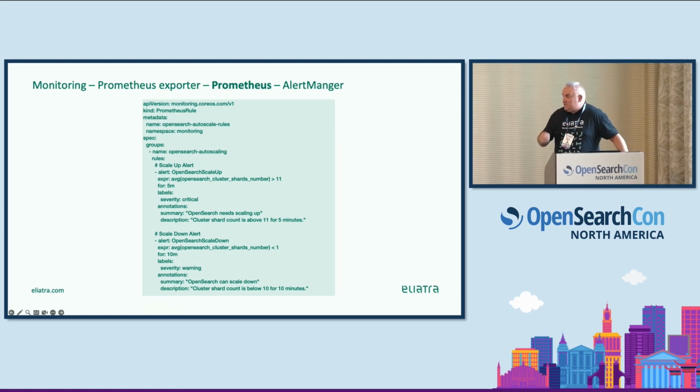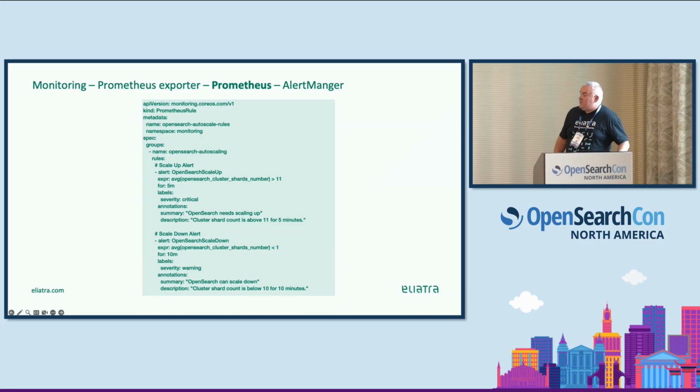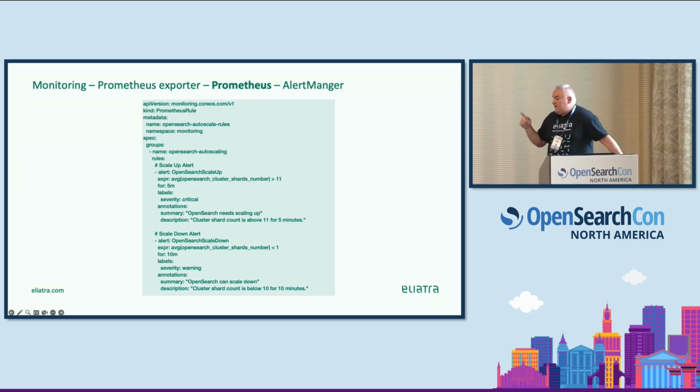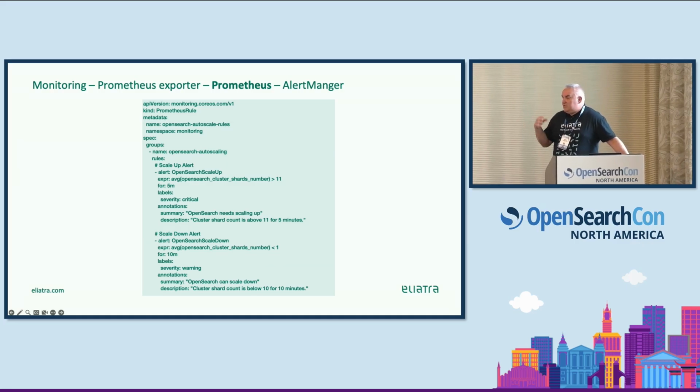So here we can set how long the Prometheus has to monitor the specific metric. So when it's triggered, it will get the pending status, and it will be waiting. Once it crosses the interval, it will actually trigger the alert.